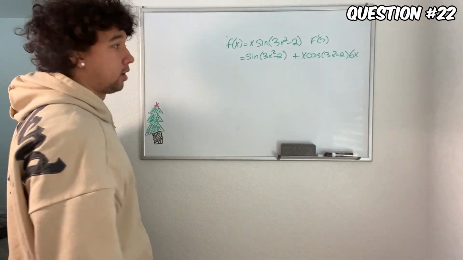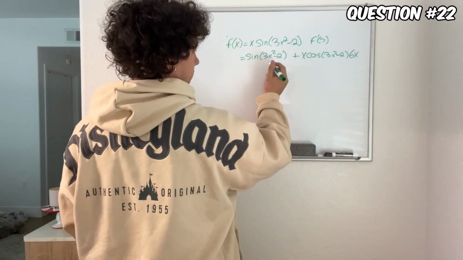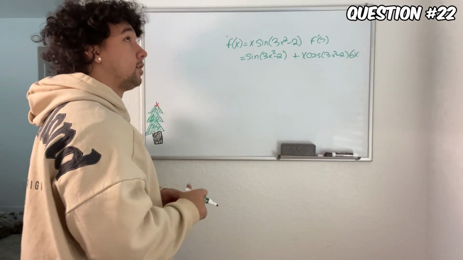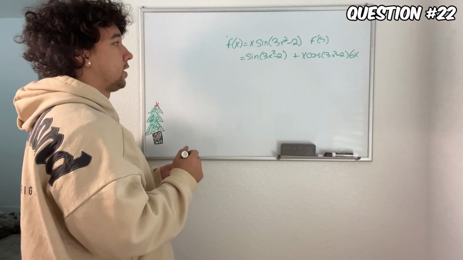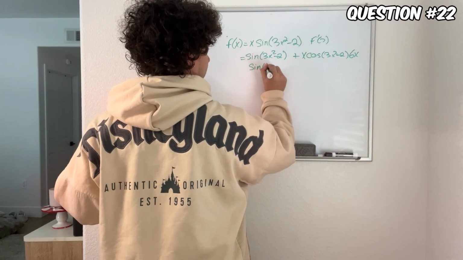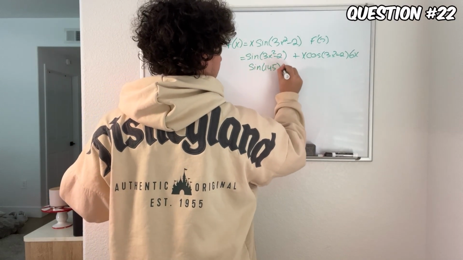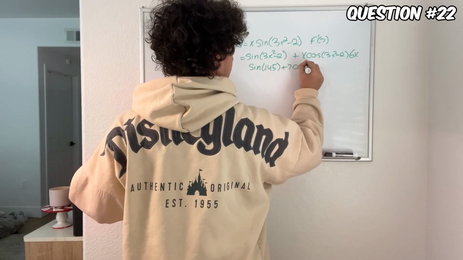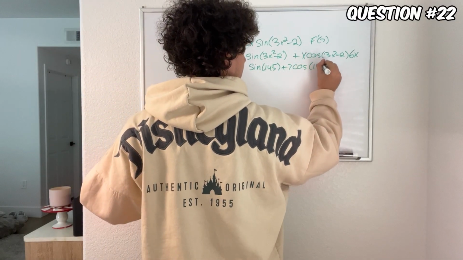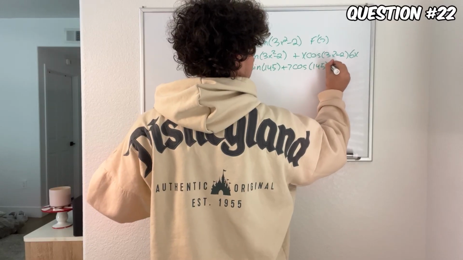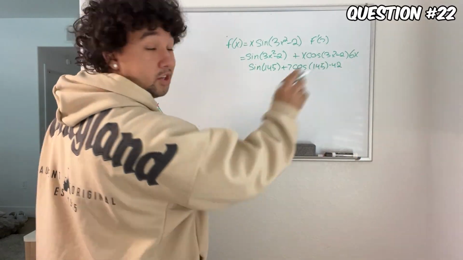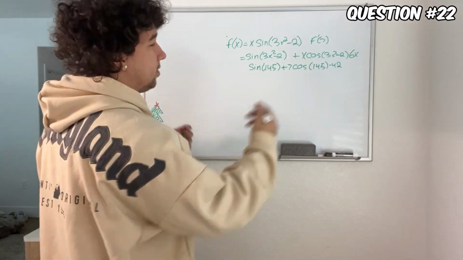From here, you would just plug in. 7 squared is 49 times 3. Well, 50 times 3 is 150, so 49 times 3 would be 147, minus 2 is 145. So sine 145 plus 7 cosine 145 times 42. And I could keep on reducing here, but again, it's a calculator question. You plug that in and figure out what it is yourself, but that's how you do the math.